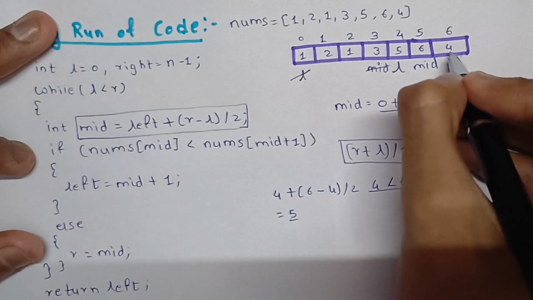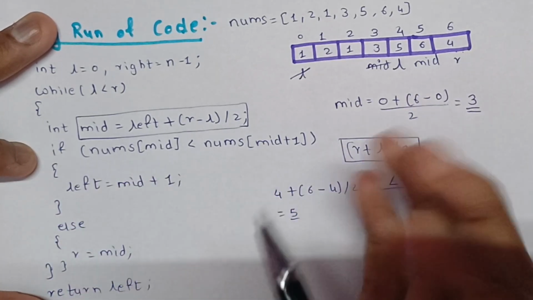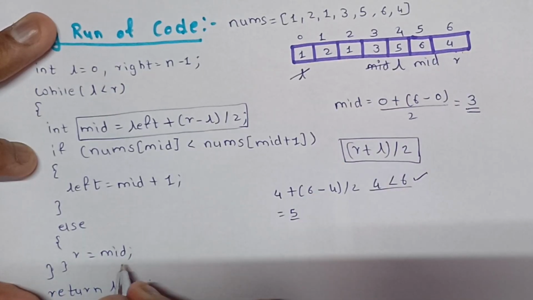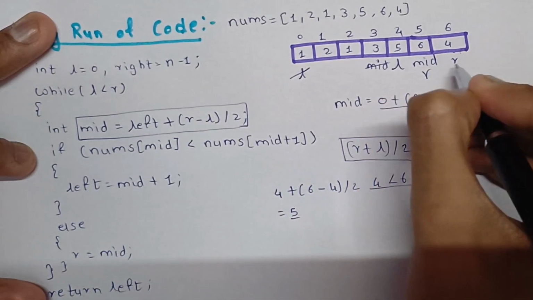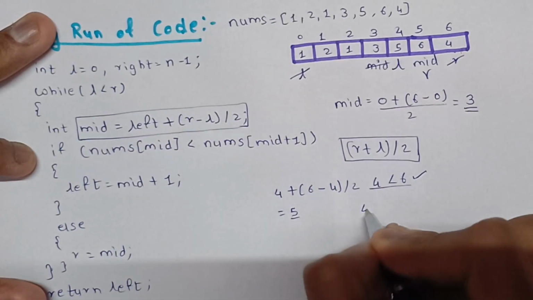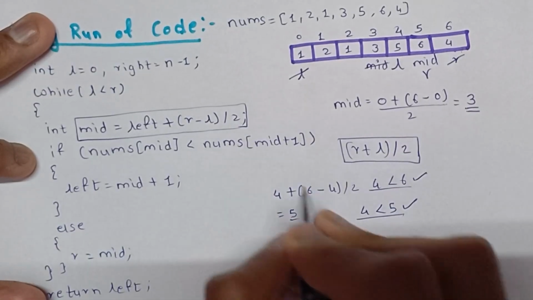Here 6 is less than 4? No, it is not less than 4. So we come to the else part and decrement our right pointer towards mid, so right is equal to mid, and right will come over here. Again we check 4 is less than 5, yes, the condition is satisfied. Now we calculate mid again.